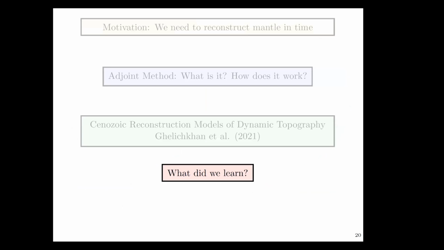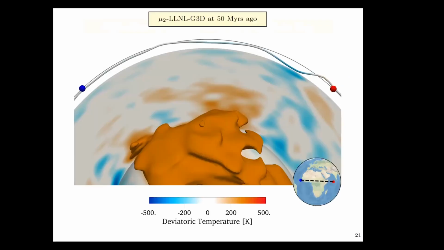Now, I went through the reconstruction models, and this is the part where we have to reflect. What have we learned? I originally wanted to use the phrase "all models are wrong." What is it that we learn from them? Clearly, for the case of Africa, there is something wrong in these models. Now, because these models can relate topography at the surface to the internal structure of the Earth, we can look at what is actually happening.